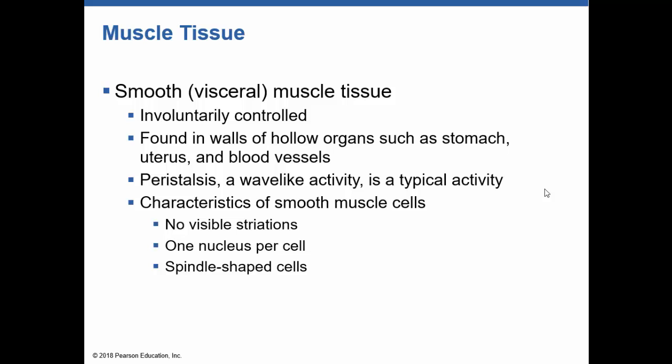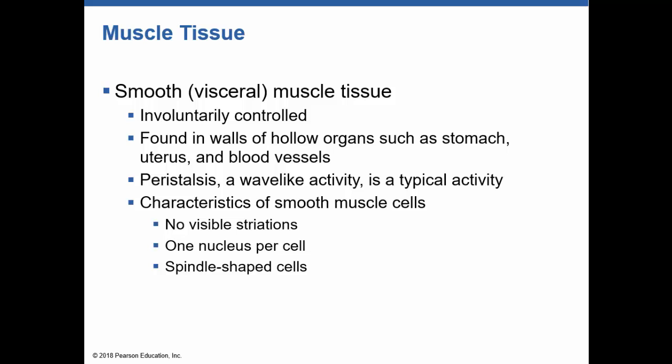Smooth or visceral muscle is also involuntary. These are found in the walls of our hollow organs, such as stomach, uterus, blood vessels. Peristalsis is a very typical activity, and if you imagine peristalsis like when you swallow, you can feel that food moving down. Now that's a controlled, well, actually it's not a controlled peristalsis. Once you start the process, you can't stop it. It's just going to go on its way to the stomach.